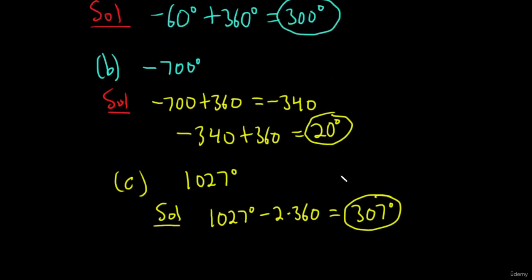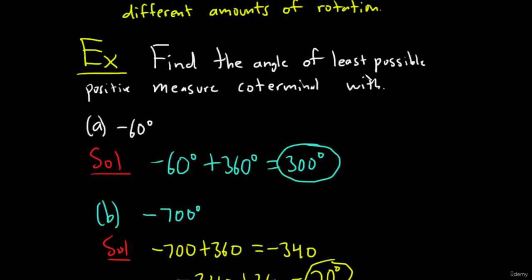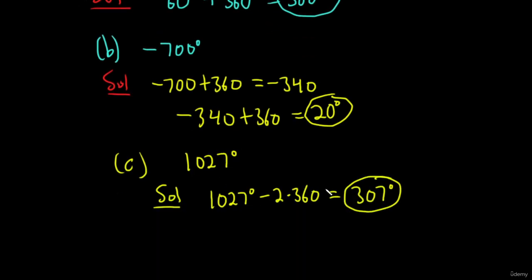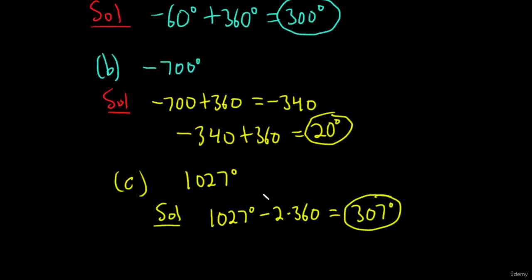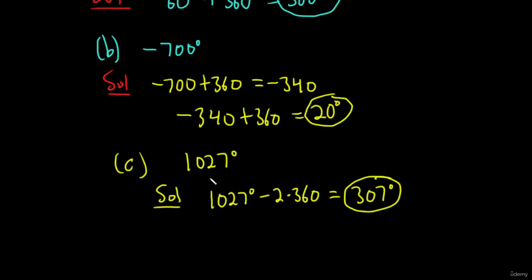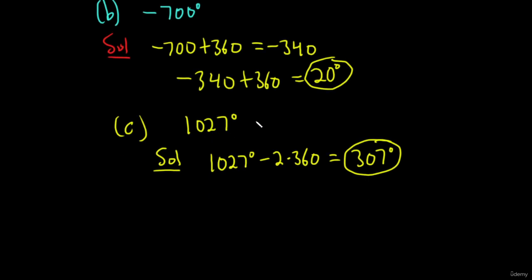And this one wants the one that has the least possible positive measure, so basically the smallest positive angle that's coterminal with this, right? If you subtract it again, that won't work. In the negative examples, we had to add, and we stopped when we got to a positive number. In the positive example, we subtracted, and if we subtract again, we'll end up getting something negative, so we stopped.